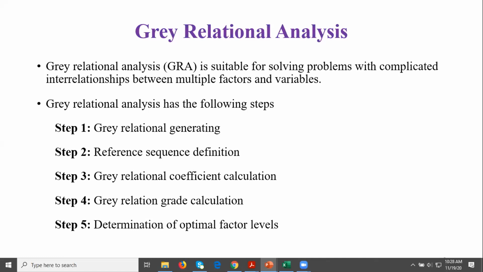But we have to go for the calculation and do some calculation. Then you can predict the values, forecast the values, and optimize the values based on your data. How we have to do the calculation, I will explain one by one here.